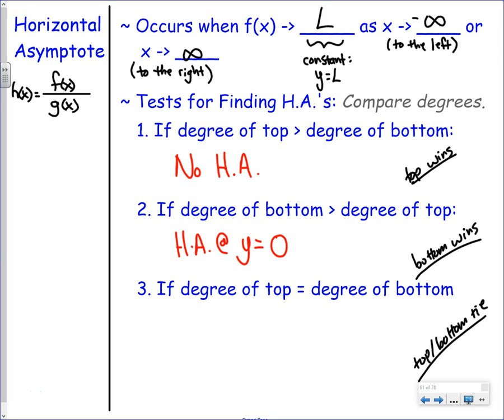Last but not least, if they tie, there is going to be a horizontal asymptote, but it is not going to be at 0. X equals 0? Oh, it is going to be y because it's horizontal. All these are y. They're all horizontal lines. Y equals. But in this one, it's going to be the ratio of the leading coefficients.